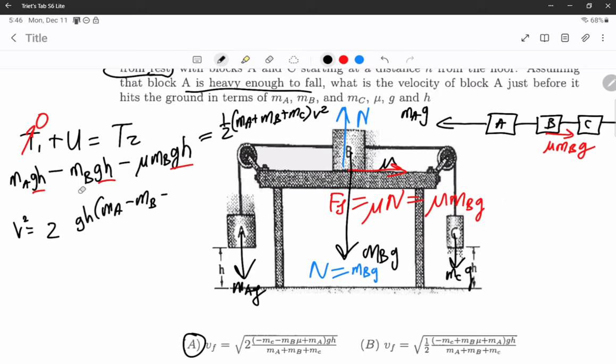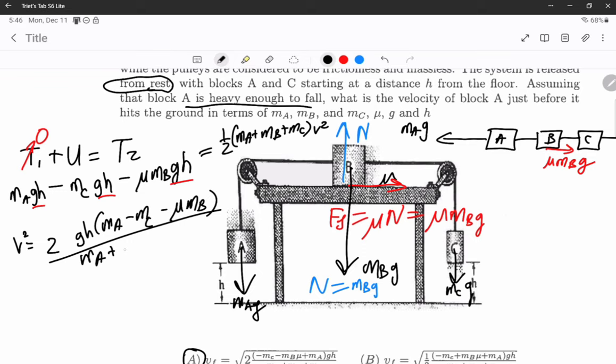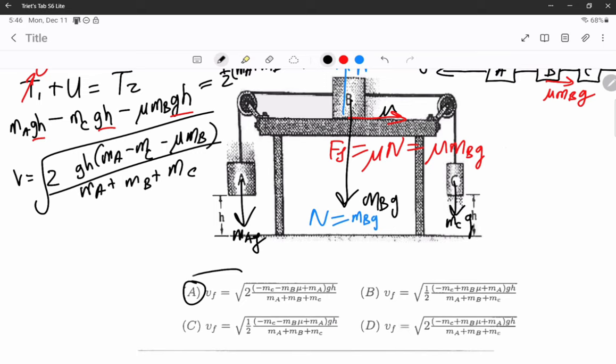Wait, that's this mC, not mB. Minus mC, minus mu mB, divided by mA plus mB plus mC. Then for v, just take the square root, right? That's going to give you this answer right here. That's exactly the same, right? You have the square root, you have two, you have the denominator is the total mass, g h, and then inside is going to be mA, positive mA, minus mC and minus mB mu.